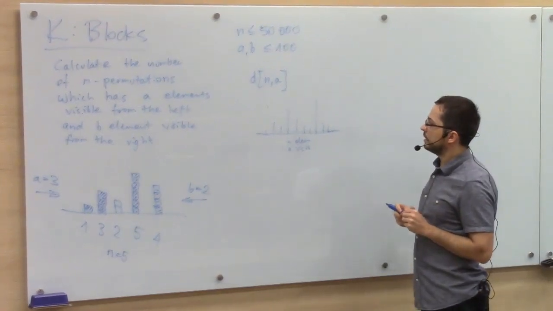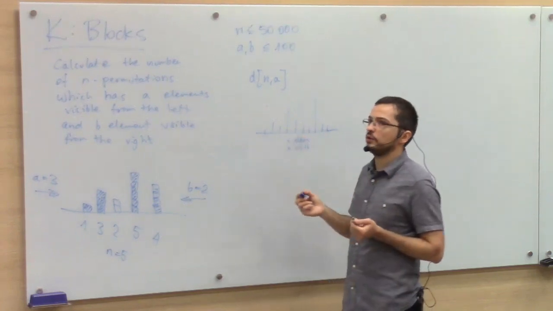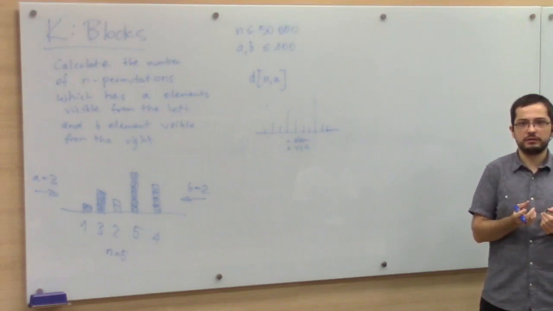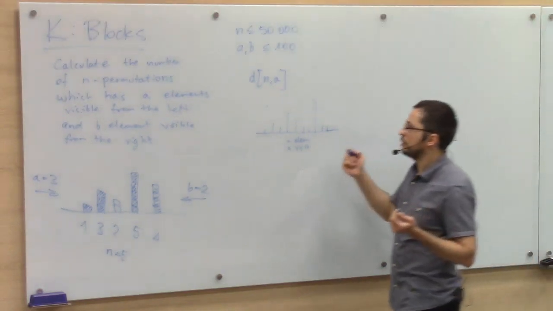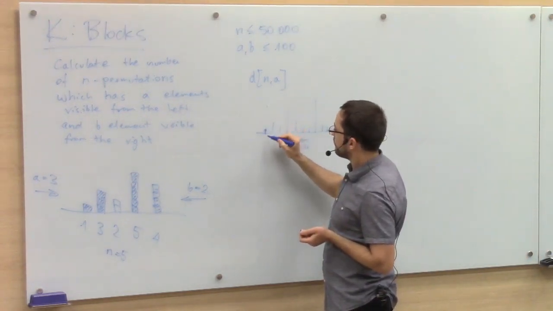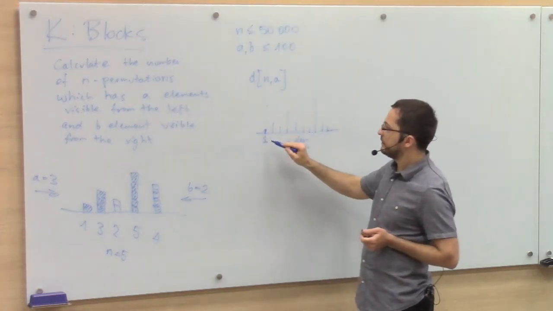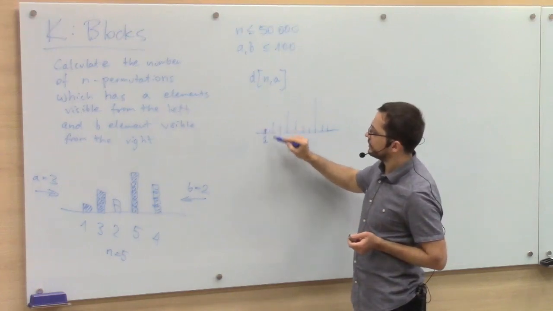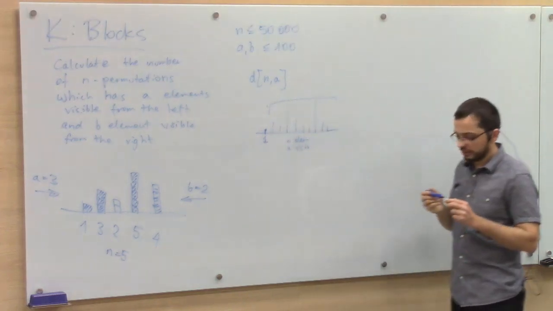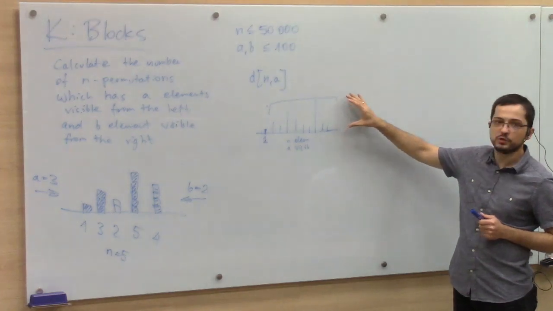So one answer would be, okay, 1 could be visible. If 1 is visible, where should it be located? In the first position. There's no other way. So one possible type of permutation is that 1 is visible, located in the first position. And if we look at the rest of the permutation, we can treat it like an n-1 permutation.